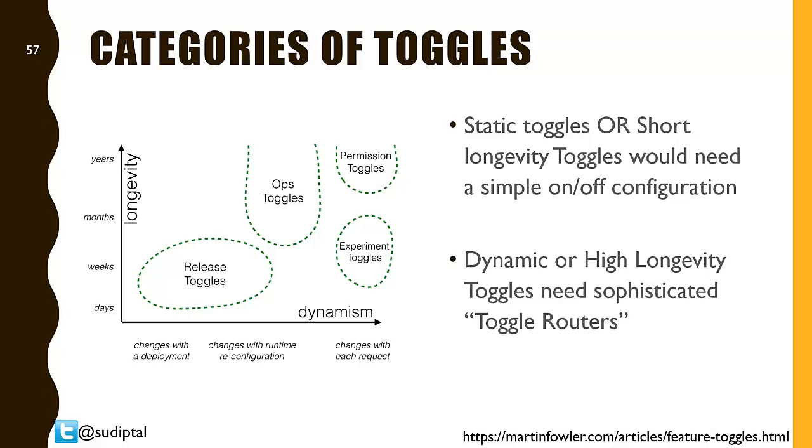Now, toggles can essentially be plotted on a longevity versus dynamism plot, right? If you have toggles which are only of a short duration, then you can largely keep them as static toggles and manually control when they are switched on and off. But if you have toggles which you will need for a long period of time, because that's the nature of the application, a good example being the ops toggles, then you would need a dynamic pattern to be able to switch on and off at runtime using other mechanisms.